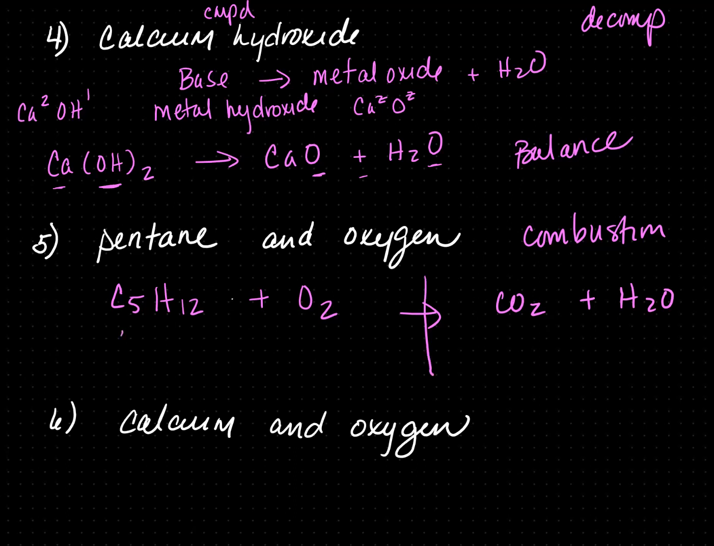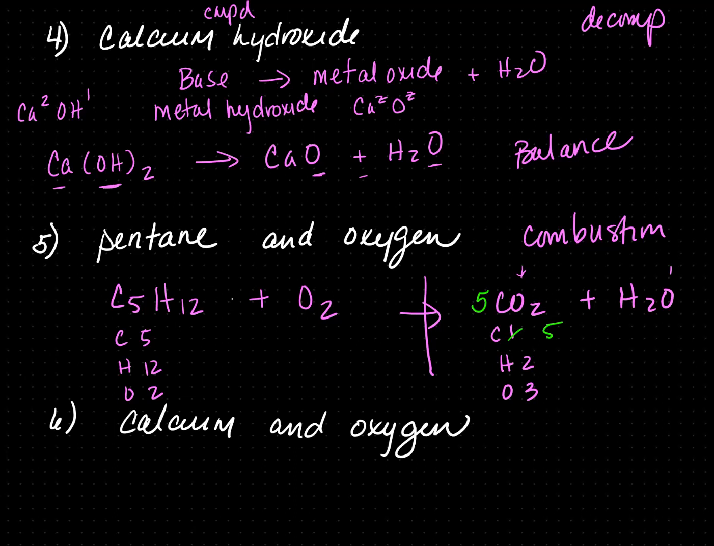So I have 5 carbons, I have 12 hydrogens, and 2 oxygens on reactant side. I'm going to count the product side. On the product side, I have 1 carbon, I have 2 hydrogens, and I have 3 oxygens because there's 2 from the CO2 and 1 from the water separated by the plus, so you have to add. So we're going to balance the carbons. So if I balance the carbons, I need a 5 in front of CO2. That makes it 5 carbons. The carbons are balanced.